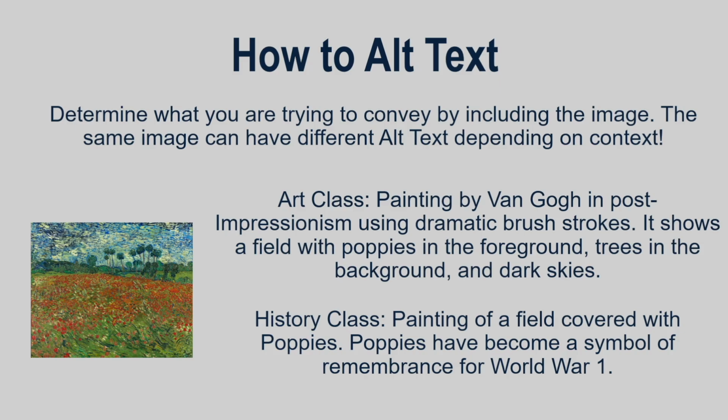For an art class, the alt text might read, "Painting by Van Gogh in Post-Impressionism using dramatic brushstrokes. It shows a field with poppies in the foreground, trees in the background, and dark skies." But for a history class, it might read, "Painting of a field covered with poppies. Poppies have become a symbol of remembrance for World War I."